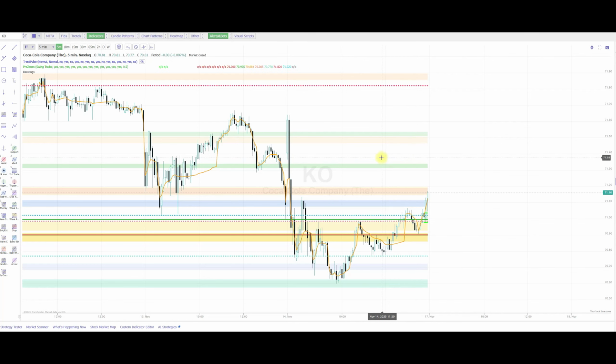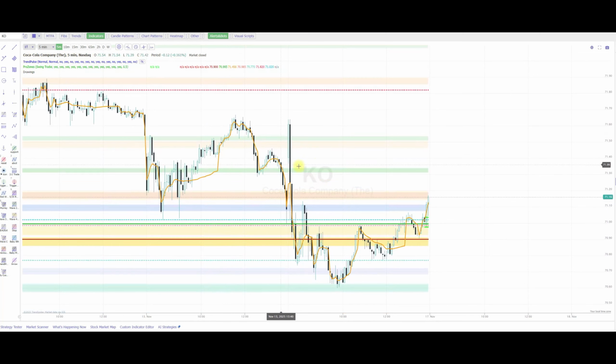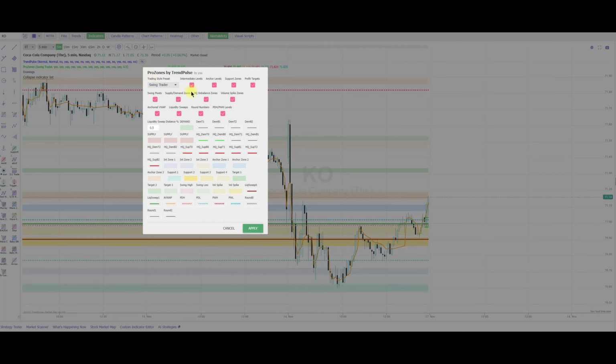Most traders lose money because they're entering and exiting at the wrong price levels. They're buying where institutions are selling and selling where institutions are buying. ProZones by TrendPulse solves this problem. It shows you exactly where smart money is positioned so you can trade with the institutions, not against them.